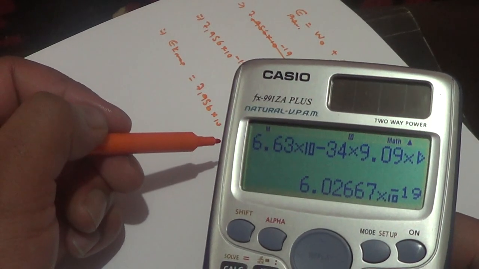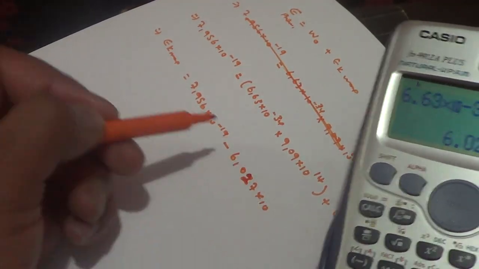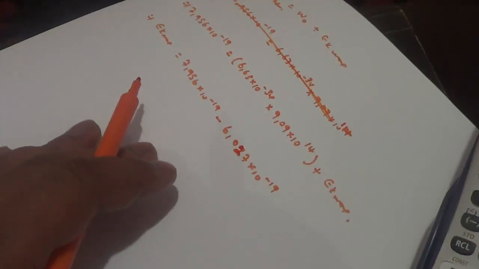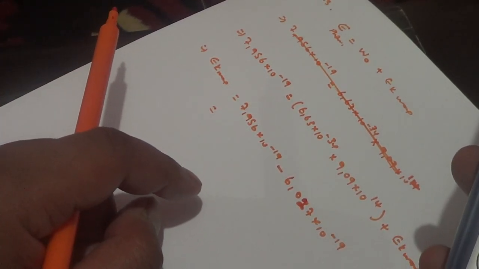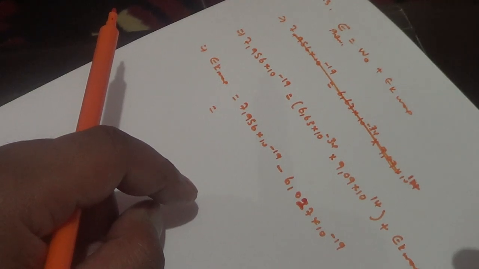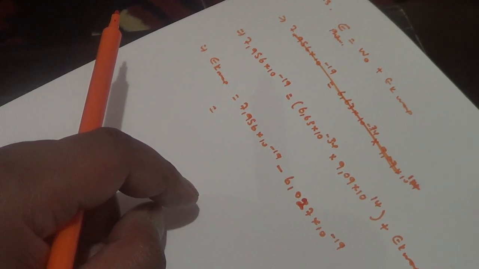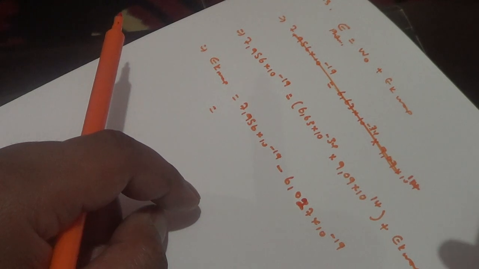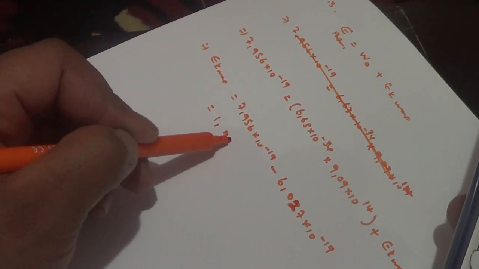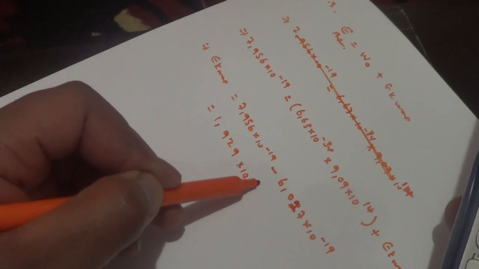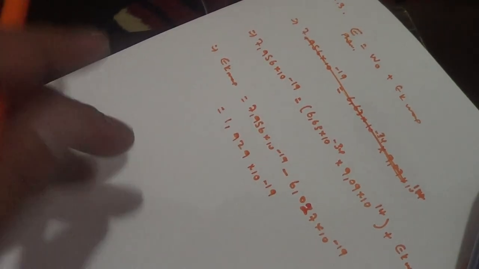So 0.27 times 10 to the minus 19. All right, which is what? So let us see what is the story here. So now we have 7.956 times 10 to the minus 19 minus 6.027 times 10 to the minus 19. So all I have is 1.929 times 10 to the minus 19. So this is joules. Okay, great.